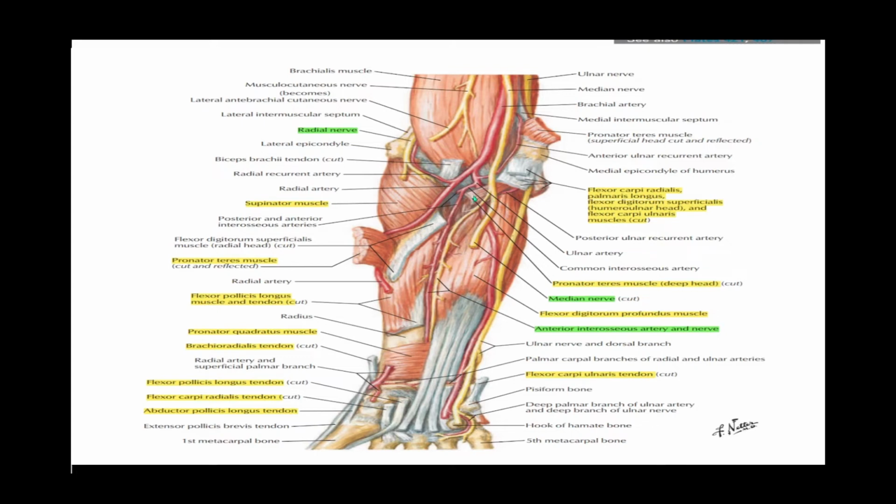That's the deep head of the pronator teres. That's the superficial head of the pronator teres. That's our median nerve. So you can see the median nerve passes between this deep head and an overlying superficial head. So the median nerve crosses between that.